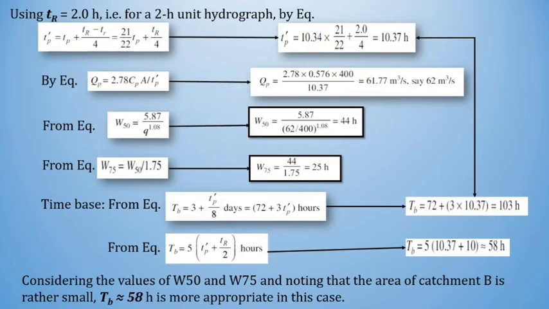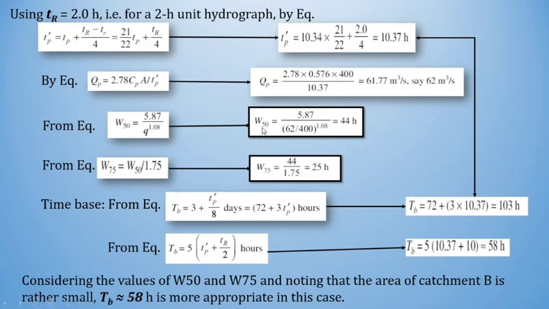Once you get the peak discharge, you can find out the small q. Small q is the peak discharge per unit catchment area. To estimate the value of W50, you need this q, which is the capital Q divided by the area of the catchment. The area of the catchment is given as 400. So W50 is equal to 5.87 q raised to minus 1.08. So W50 equals 5.87 times (62 divided by 400) raised to minus 1.08, which comes out as 44 hours. This is the width of the unit hydrograph for catchment B at 50% of peak discharge.